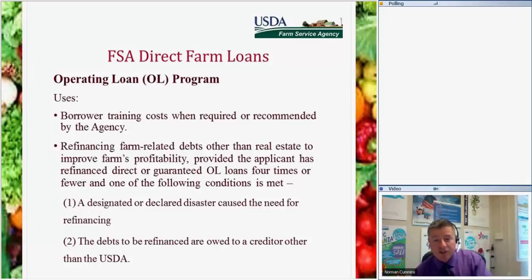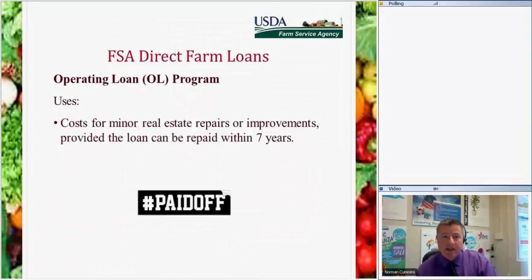Or the debts that you do have are not owed to the USDA. So it has to be another creditor. It can't be a loan that you have with us. We have different programs for that as far as helping you refinance it. And you can use it for minor real estate repairs and improvements, provided the loan can be repaid within 7 years, because usually our term limits are from 1 year to 7 years on our operating loans.